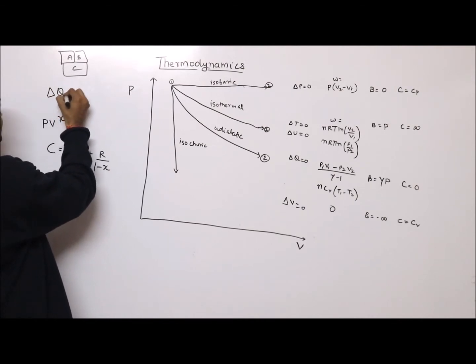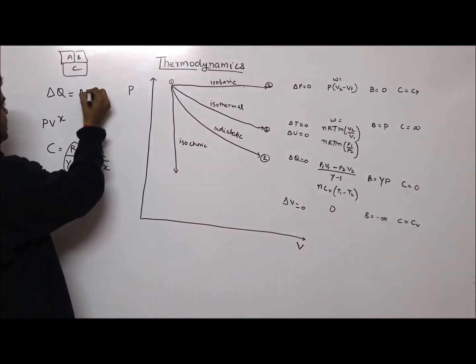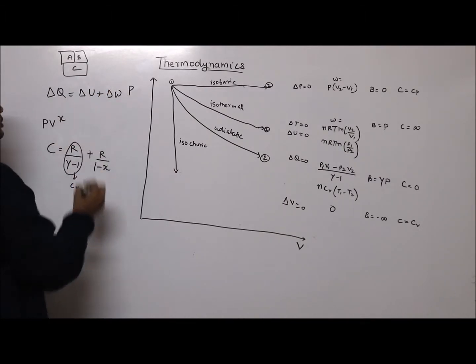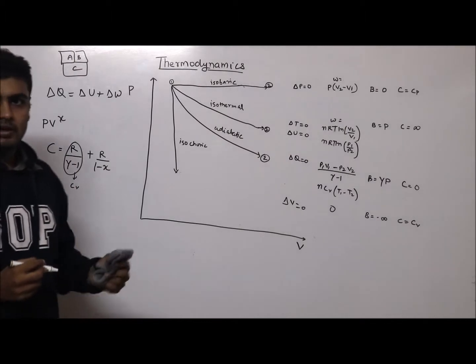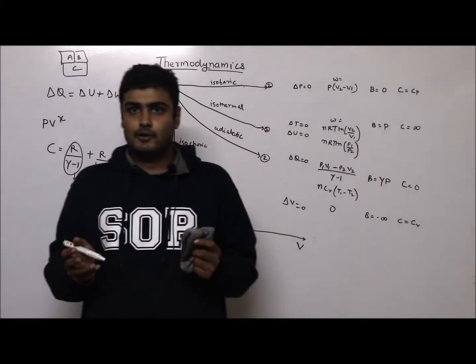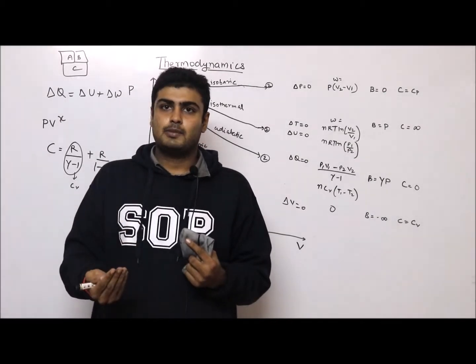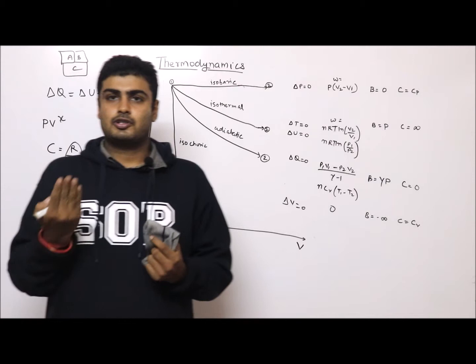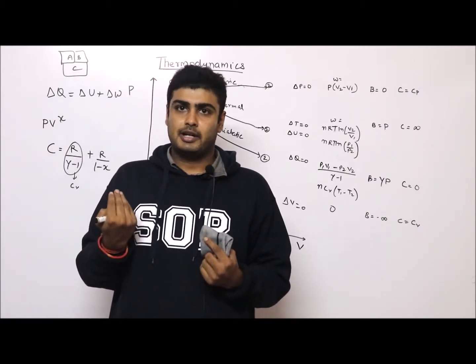The first law says that the heat given goes into changing the internal energy and the work done. We follow the sign conventions. What are the sign conventions? Heat given to the system is positive, taken away from the system is negative.